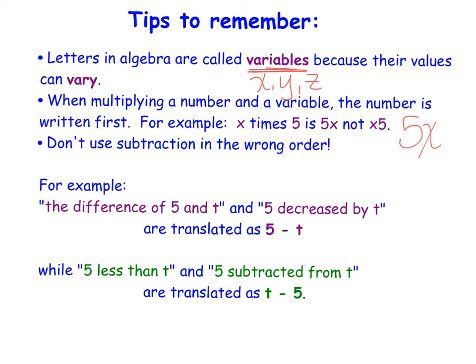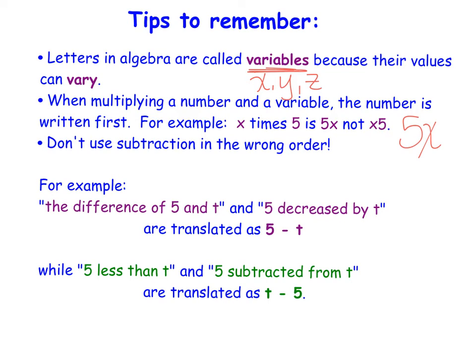And you need to be very careful that you don't use subtraction in the wrong order, because if you do, the answer is going to be incorrect. So for example, where it says the difference of 5 and t and 5 decreased by t are translated as 5 minus t. Whereas you see 5 less than t and 5 subtracted from t are translated as t minus 5.